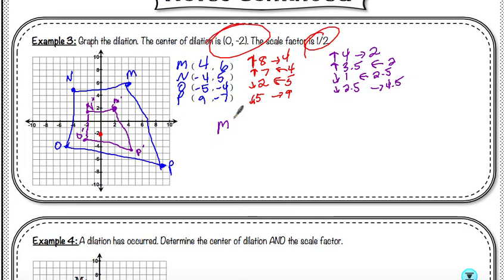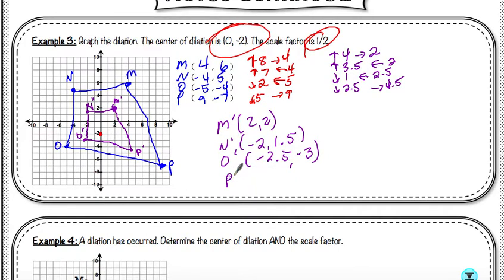Just for your reference, in case you would like to have this because my drawing is a little bit messy, M prime is now located at (2, 2). N prime is (-2, 1.5). O prime is (-2.5, -3). And P prime is (4.5, -4.5).